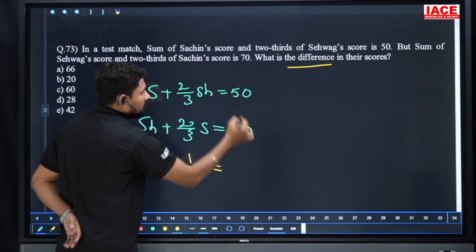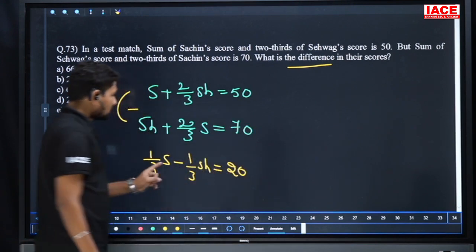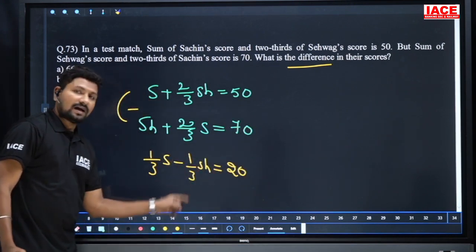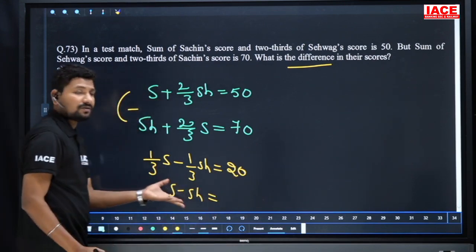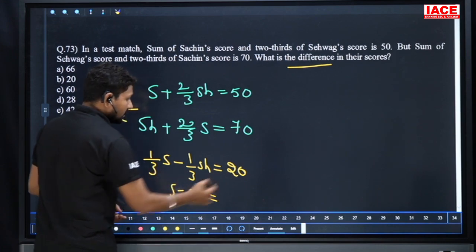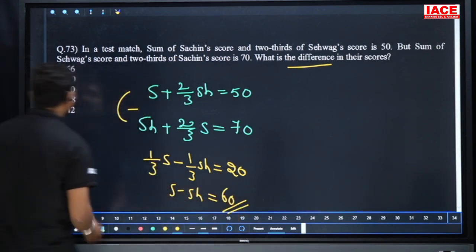And you will get 50 minus 70. It is a 20. And Sachin to Sehwag difference 1 by 3 common, the 3 will be going to multiply, S minus SH or SH minus S, whatever. Then here when you are writing 3 will be multiplied, you will get 60. Difference is how much here?